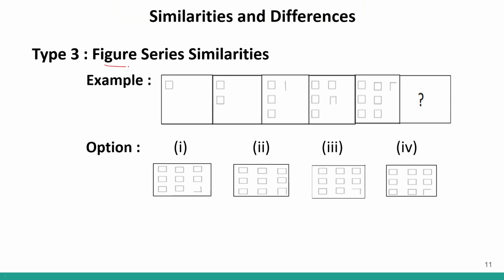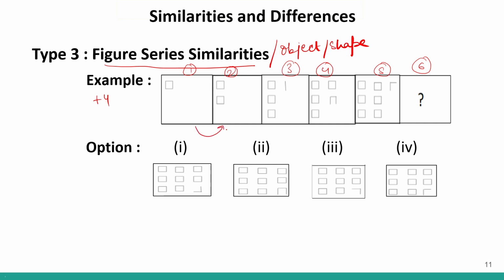Okay. Now, figure series similarities. This is the third type. This is also known as object or shape series similarities. Okay. So here we are given a series. This is the first element in the series, second element, third element, fourth element, fifth element, and we have to find the missing sixth element. So we have to see which option it is. Now, if I see from first to second, this was a box of 4 sides. I can see there's another box. So there's an addition of 4 sides. Right here I can see there's an addition of 4 sides, or 4 to complete a box.